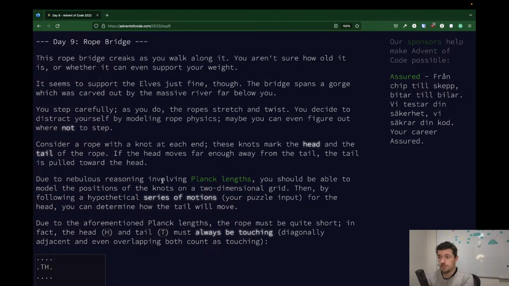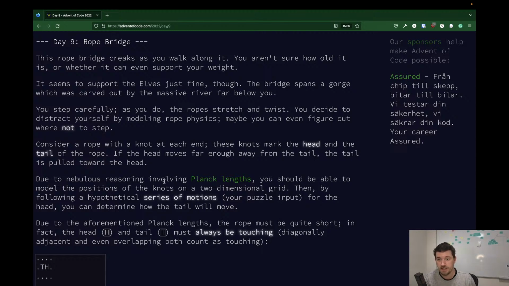Okay, rope bridge. This rope bridge creaks as you walk along it. You aren't sure how old it is or whether it can even support your weight. It seems to support the elves just fine, though. The bridge spans a gorge which was carved out by the massive river far below you. You step carefully. As you do, the ropes stretch and twist. You decide to distract yourself by modeling rope physics. As you do, maybe you can even figure out where not to step.